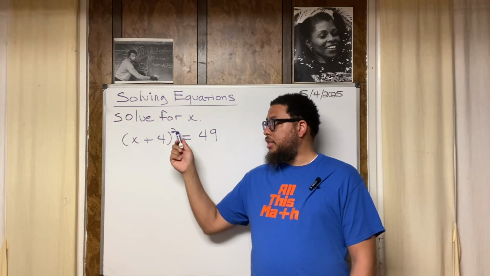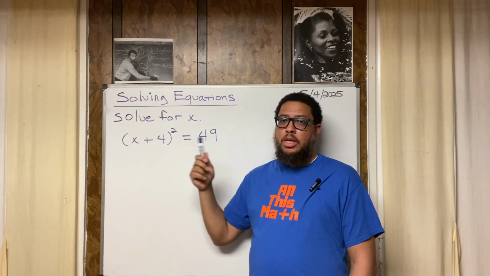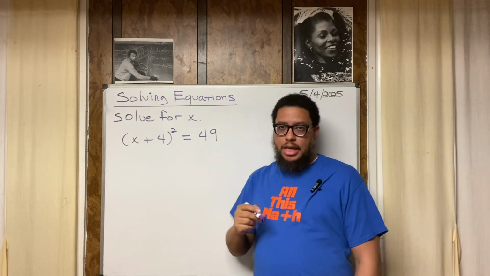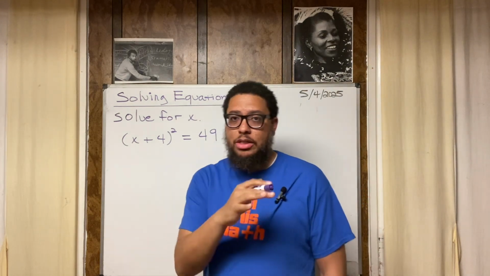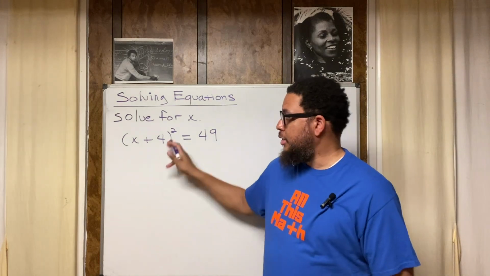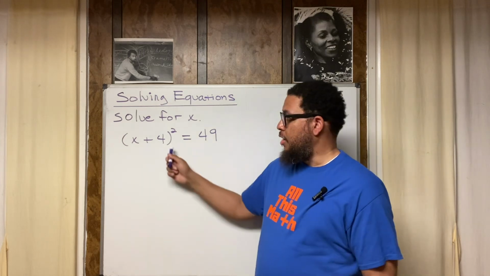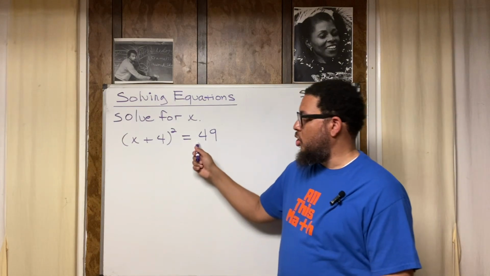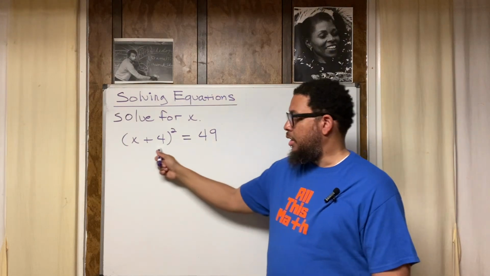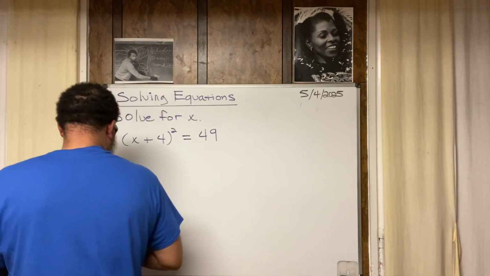So we ask ourselves, what is this 2 doing? It's squaring x plus 4. So then you say, what's the opposite of squaring something? The answer is taking the square root of something. The opposite of squaring something is taking the square root of something. So that's what we're going to do to get rid of this exponent. And because it's an equation and we want to stay balanced, if I do this on the left side of the equation, I need to also do it on the right side. Left side, right side. Stay balanced.